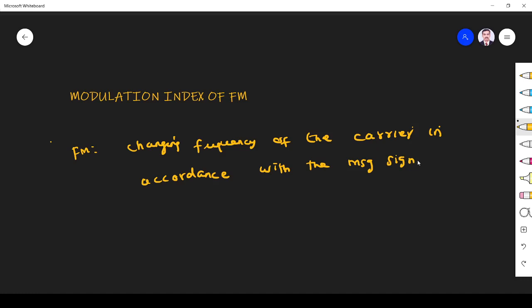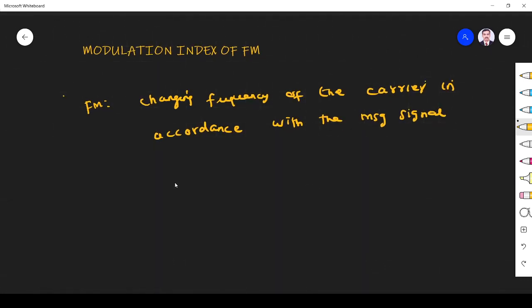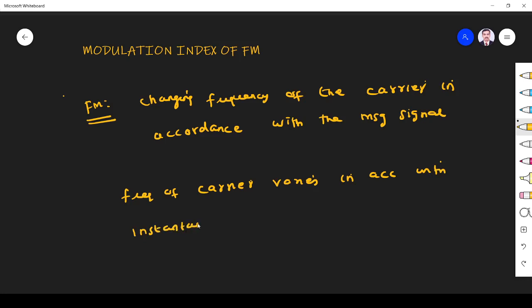Now we derive the equation for FM. From that we find the modulation index. Then we solve one problem from this. So the main thing about an FM wave is that the frequency of the carrier varies in accordance with the instantaneous amplitude of the message signal, or modulating signal. Let us see what will happen here.